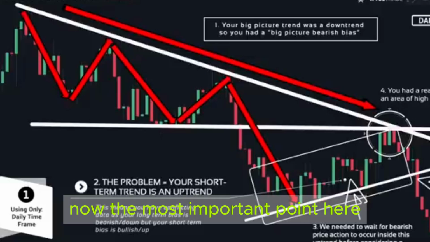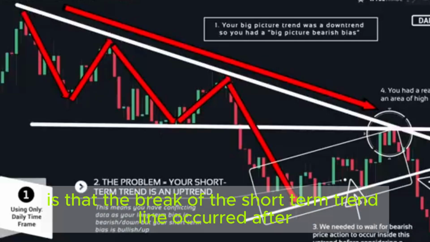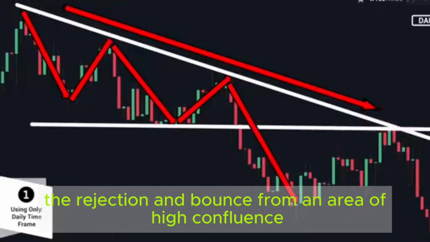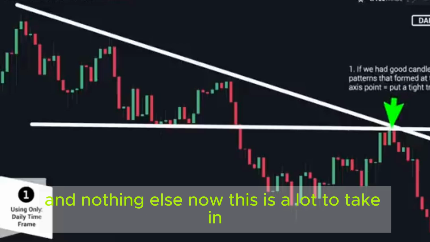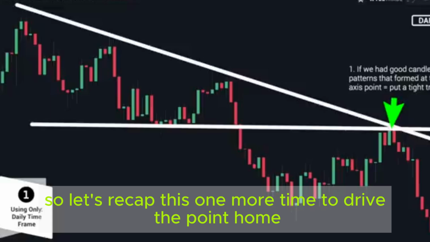Now, the most important point here is that the break of the short-term trend line occurred after the rejection and bounce from an area of high confluence, or else you would have just had a short-term trend line break and nothing else. Now, this is a lot to take in, so let's recap this one more time to drive the point home.